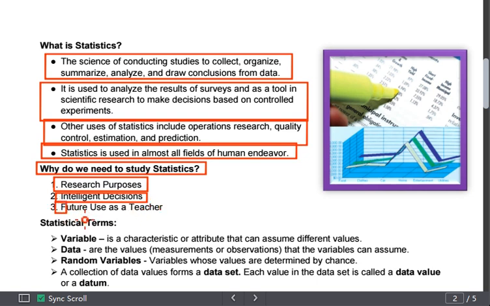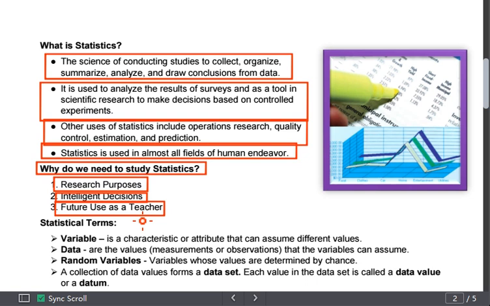Next, future use as a teacher. Bakit po? Yeah, as a mathematics teacher, syempre, there's a big probability or big possibility that you will teach statistics in the near future to your students. So 3 to 4 years from now, isa na rin kayo sa mga nagtuturo ng statistics. And I know this one will be easy for you. So now let's move on to the definition of statistical terms.